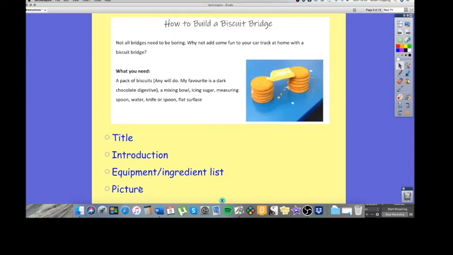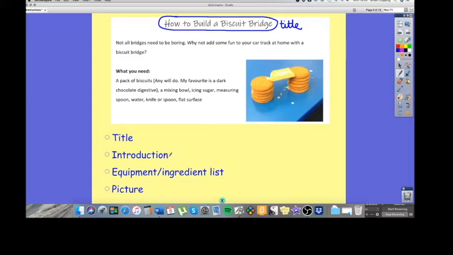Okay, so in that section of the instructions is a title, the introduction, the equipment list, and a picture. And what I want you to do now is just to put your finger on where you think the title is on the instructions. Everybody found it? Okay, so the title is this bit up the top here, how to build a biscuit bridge. So I'm going to put a circle around it and I'm going to write title. Okay, title. I want you to do the same in a minute. Okay, we'll do all 4 of them first and then you can go away and do it.